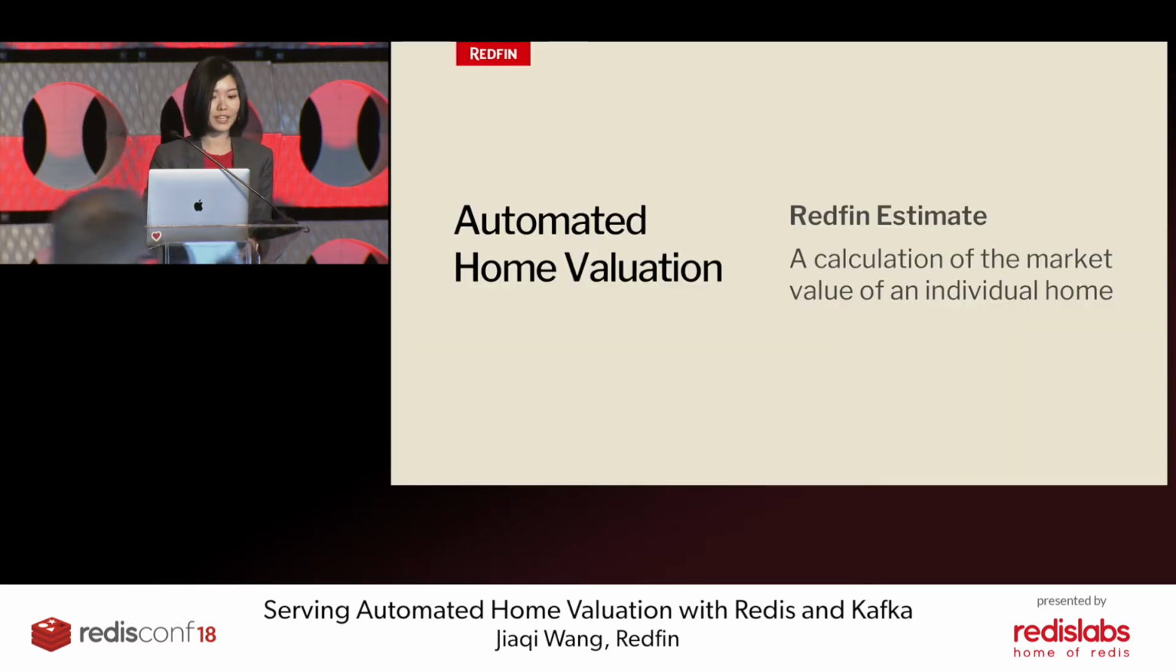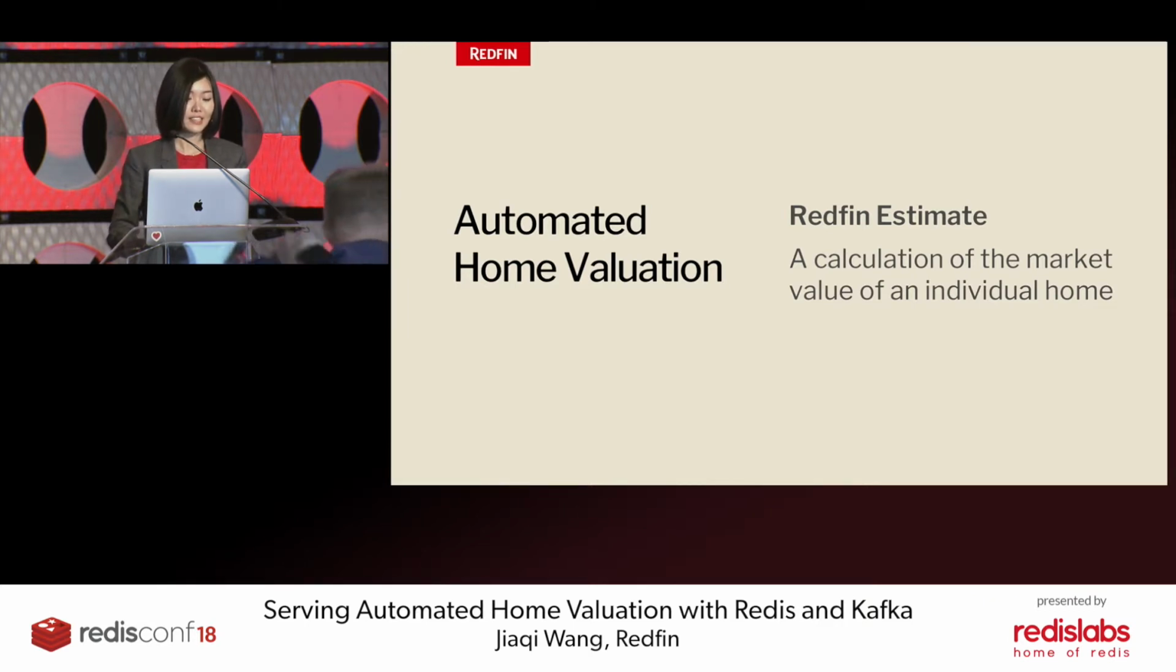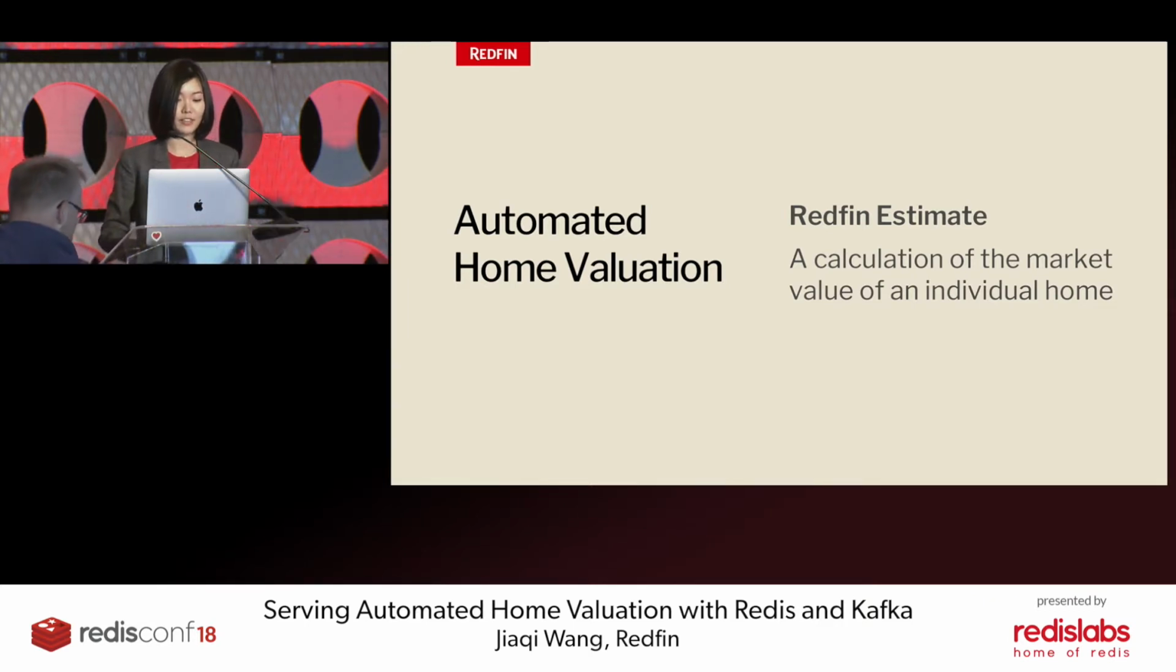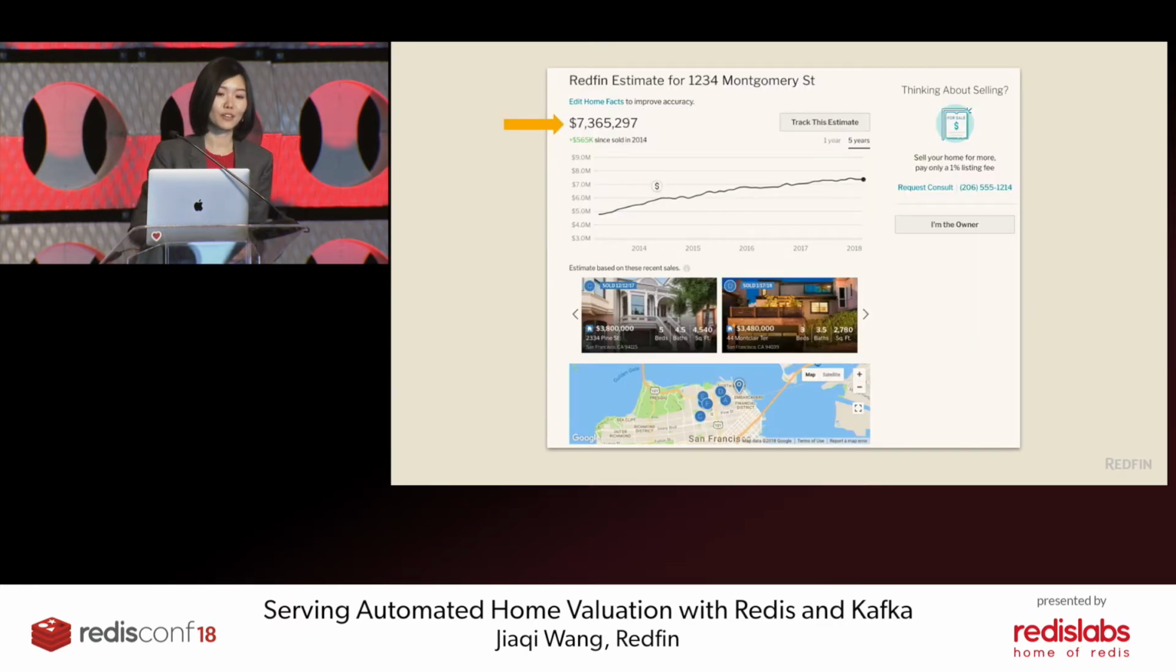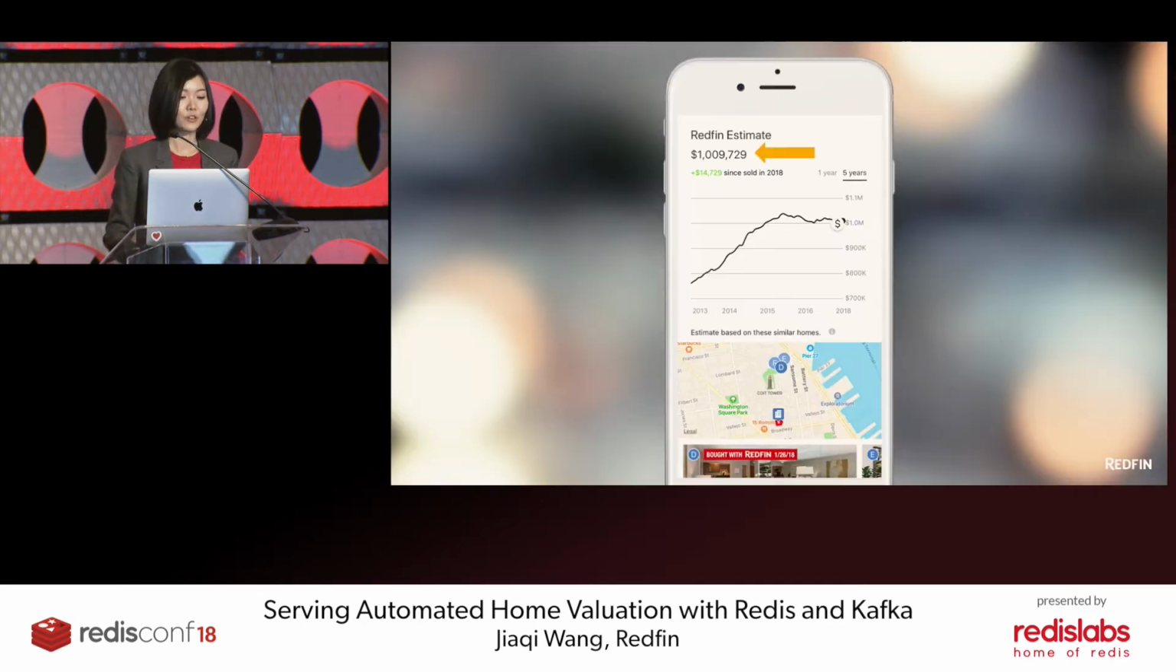So what is automated home valuation, or what we call Redfin estimate? It is a calculation of the market value of an individual home, or basically what we think your home is worth. Recently, we have commissioned analysis that shows Redfin estimate is the most accurate on the market. If you have been a Redfin user, you've probably already seen it on the home details page on our website, or inside our mobile apps.